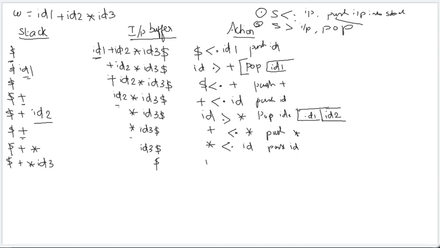So now we have to check for ID and dollar. For ID and dollar, the relationship is ID is having greater precedence over dollar. So we have to pop the element. When we are popping, we have to keep it in the second array. So already ID1 and ID2 are available. Now we have got the third element into the array.